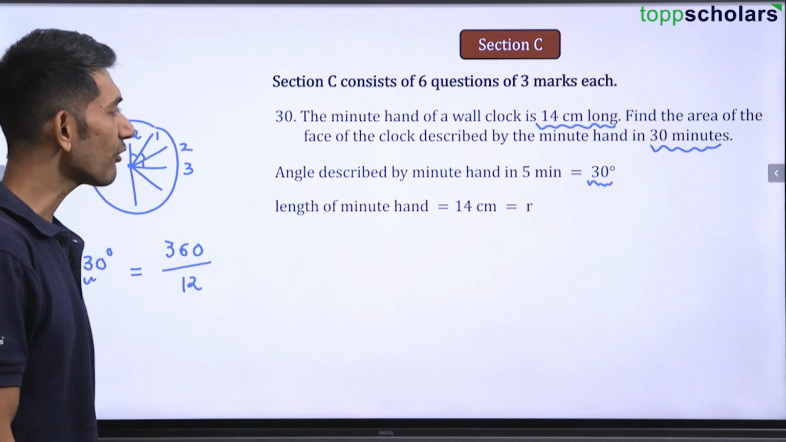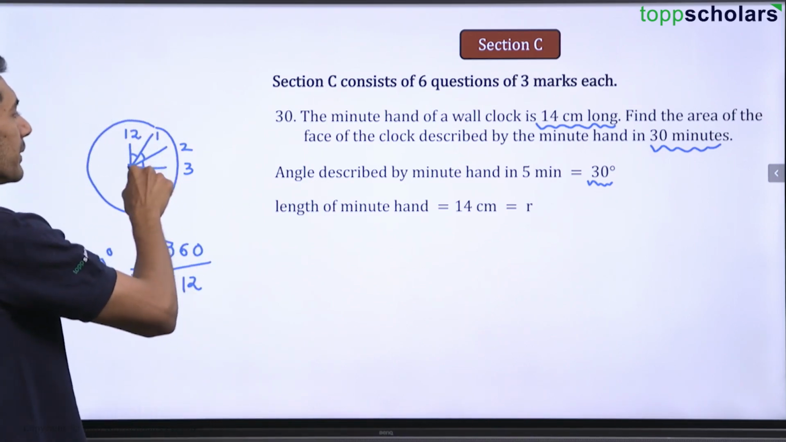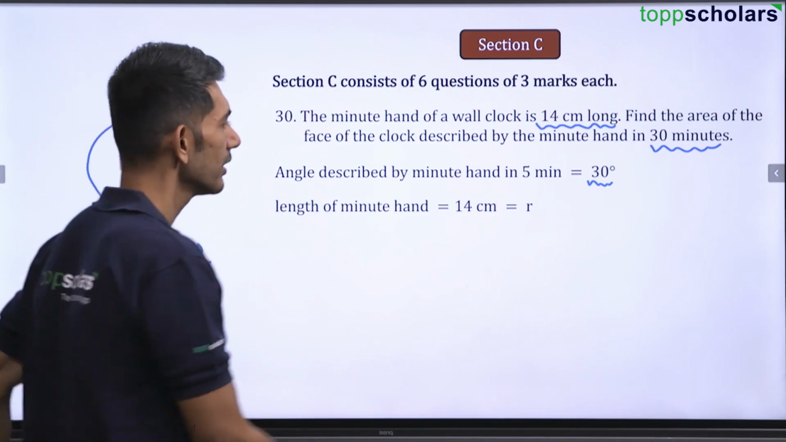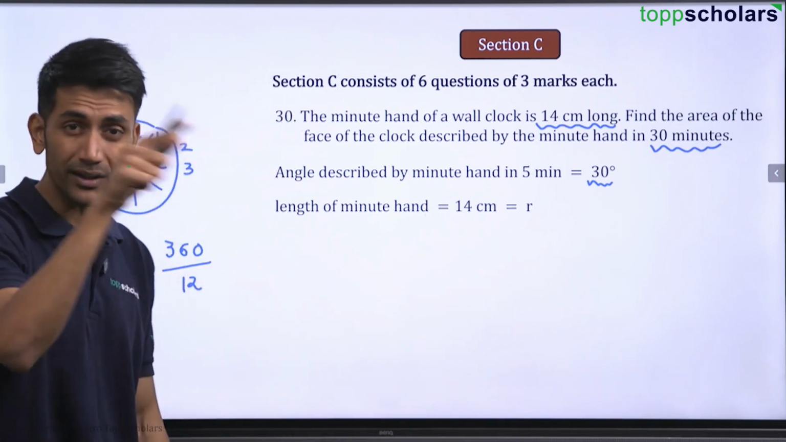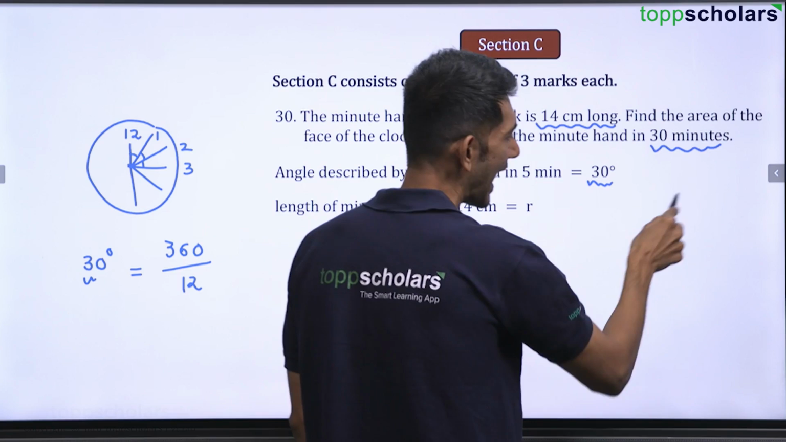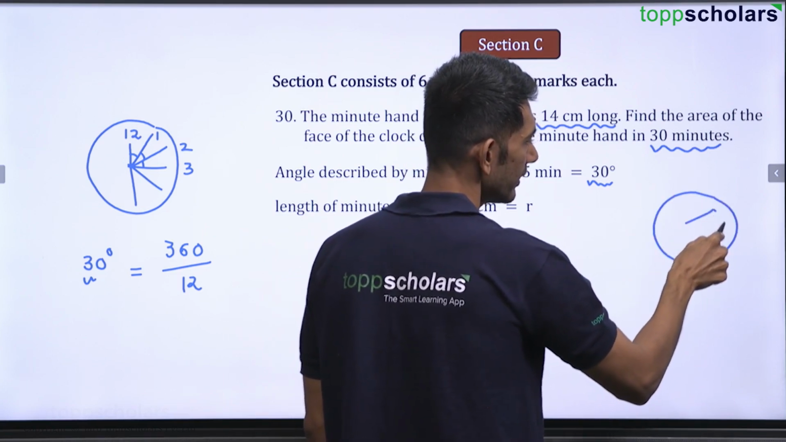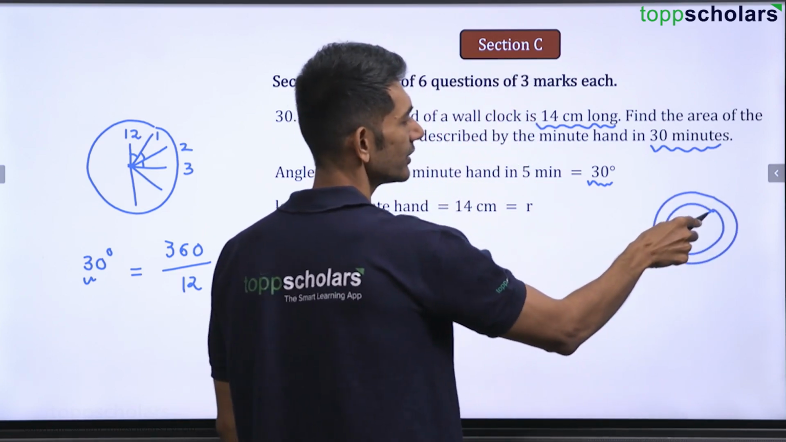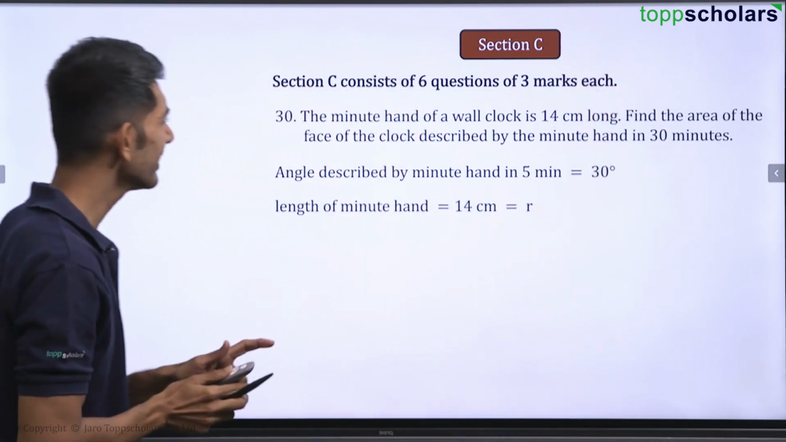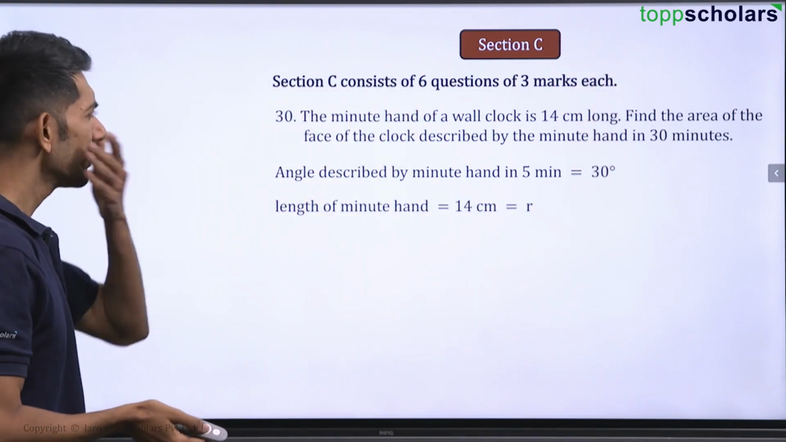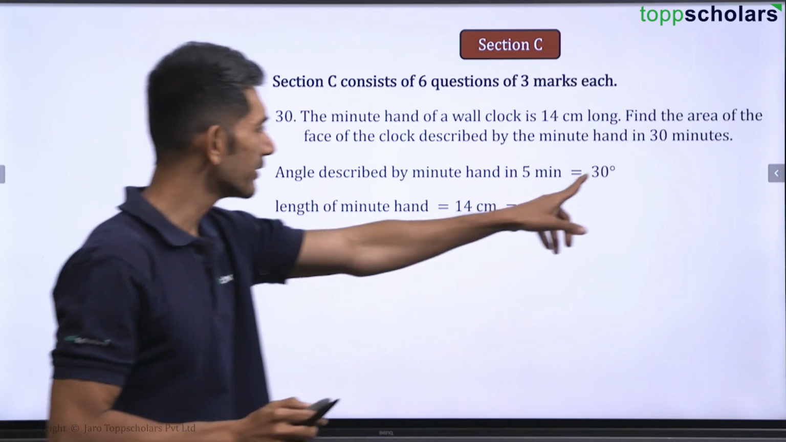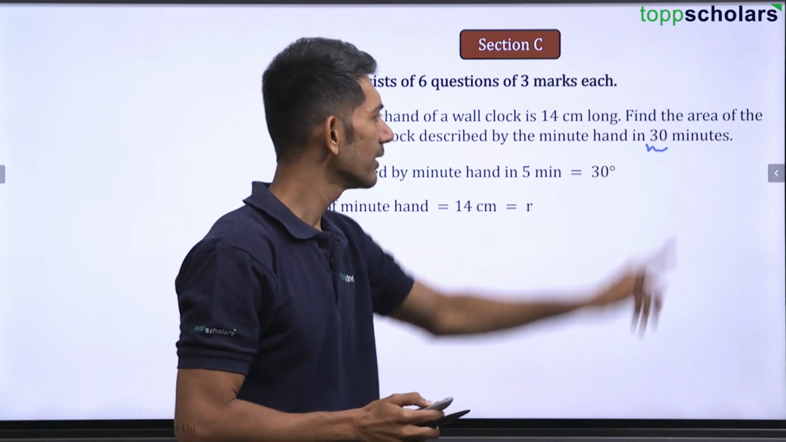So what is the length of the minute hand? The length of this minute hand is already given, which is 14, and 14 will be like a radius, because that minute hand is continuously moving, right? So this is the radius. Now this is clear. Now it's very easy because they're talking about 30 minutes.